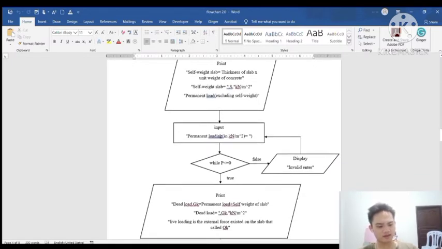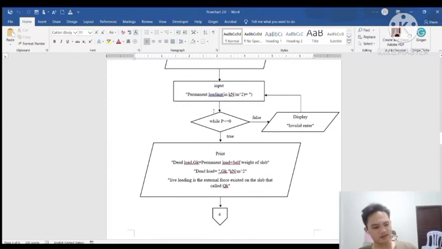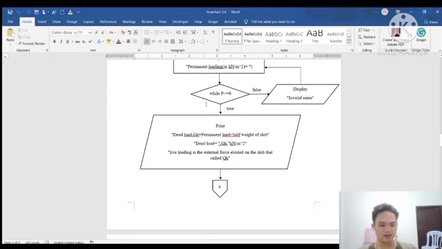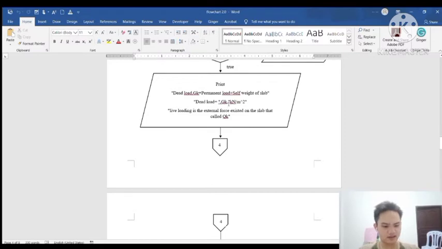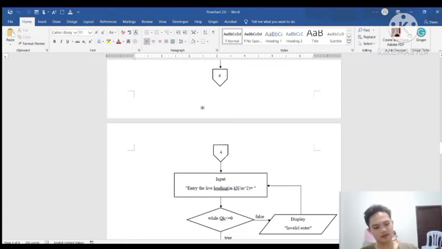So next is the input of the permanent loading. If p is smaller than 0, we get the error message and re-enter. If it is greater than 0, we get the output: gk equals the permanent load plus the self-weight of the slab, and gk is in kN per meter squared. The live load, internal or external, for the slab is called qk.